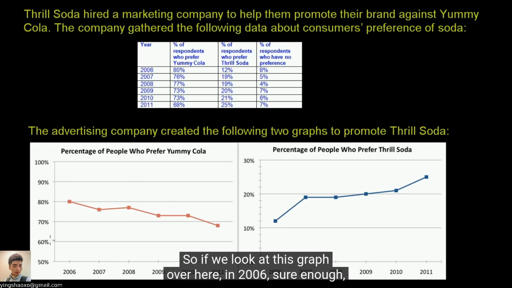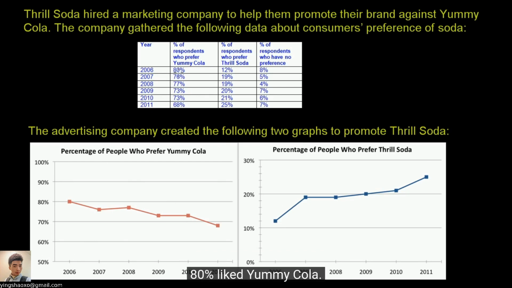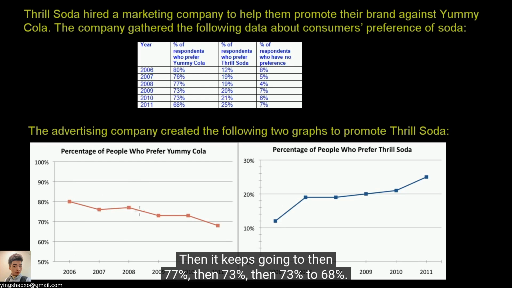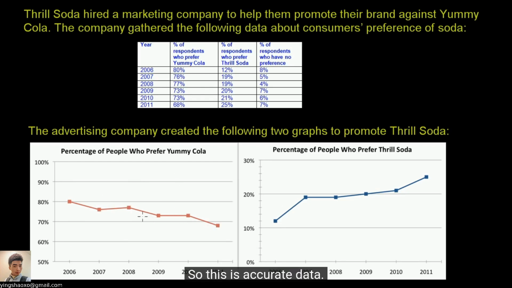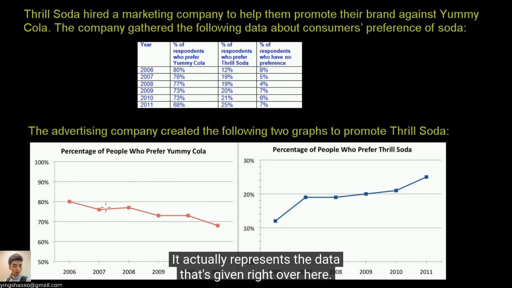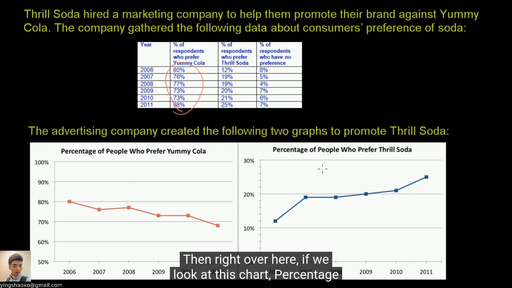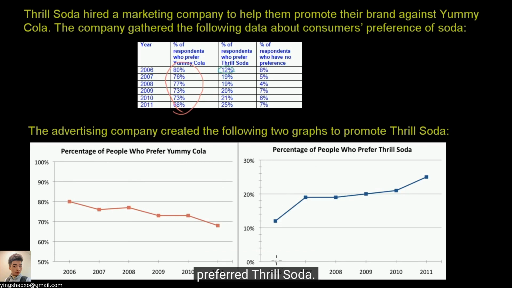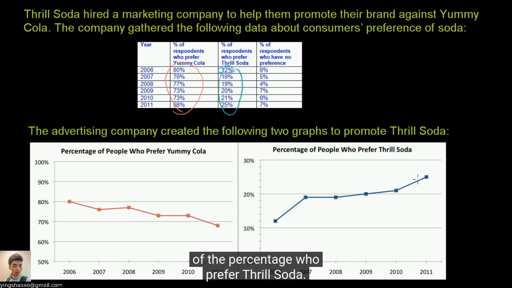Misleading or not? If we look at this graph over here, in 2006, sure enough, 80% liked Yummy Cola. Then 2007, 76%, then 77%, 73%, 73, then 68. So this is actually accurate data, very faithful to the data given right over here. Then over here, if we look at this chart, the percentage of people who prefer Thrill Soda: in 2006, 12%, 2007, 19%, 2008, 19%, then we go up to 20, 21, 25. So the graphs are actually not lying. These are actually the data of the percentage who prefer Thrill Soda.